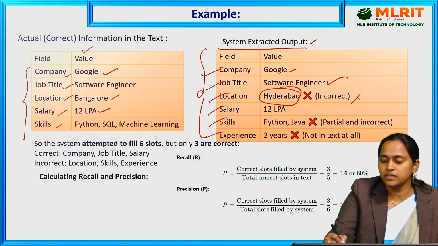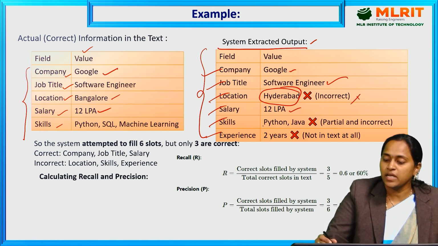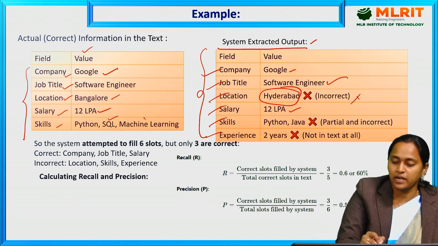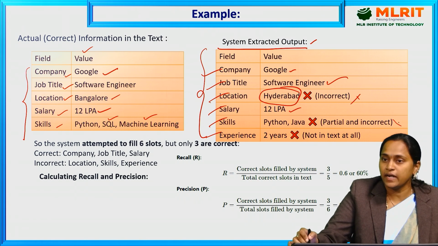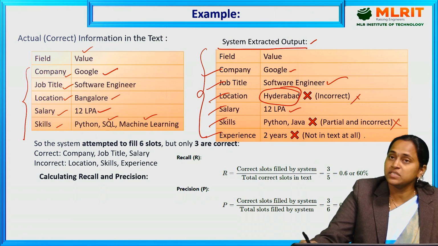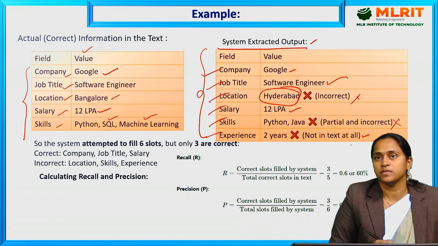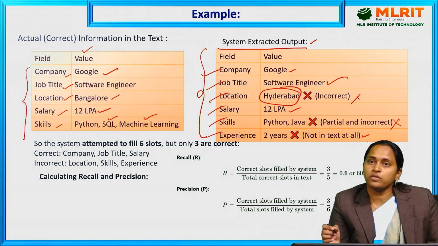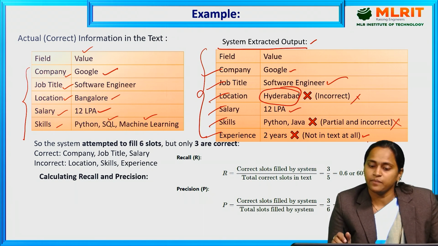The salary is 12 lakhs per annum. This is correct. The skills are Python, Java, but the user took only Python, SQL, ML, right? So this is partially correct, partially incorrect. For experience, we did not mention any experience here, but the system takes 2 years of experience. That means the system by default extracts information like this. As we already discussed, after the system extracts the information, the user evaluation is compulsory. Then only we will get the exact output.